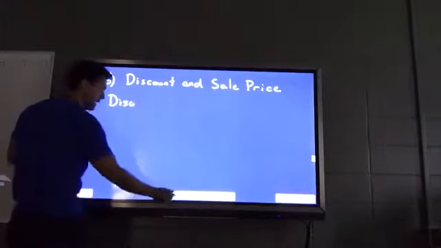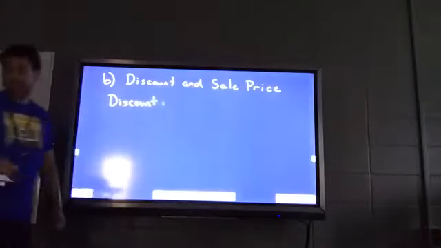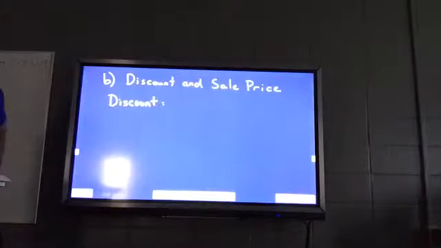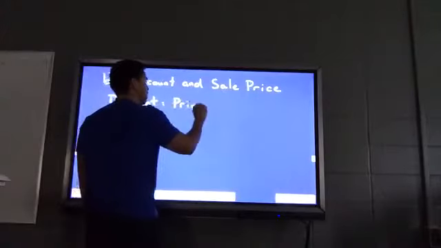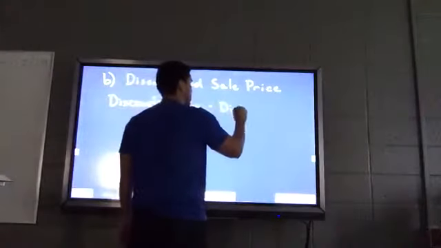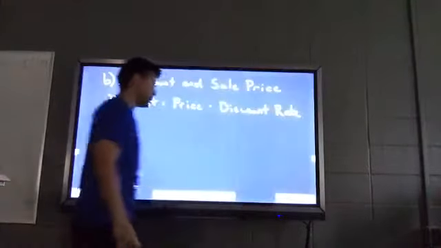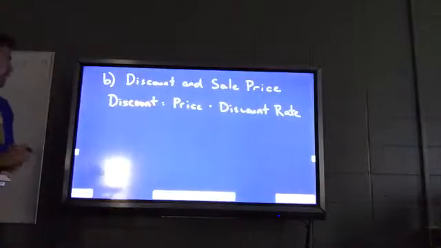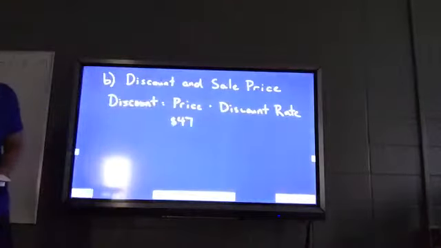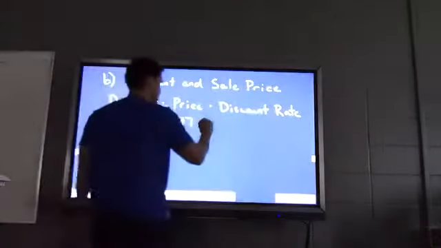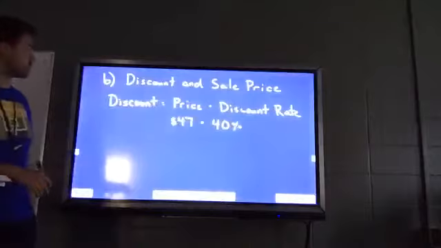The way to find a discount is to take the price and multiply it by the discount rate. Notice that we have rate on both of these problems. So, discount rate right there. Okay, so I have a clock that costs $47, and the discount rate is 40%. So you save 40% on that price of $47.